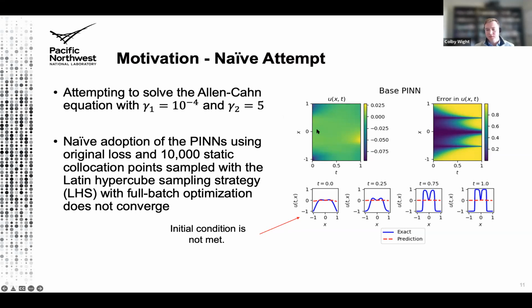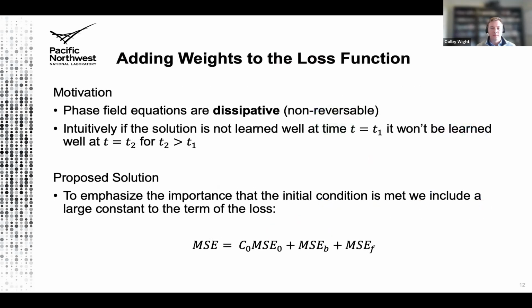If we look at the solution on the right here, we can see what is being learned. Then we can also look at the error in that network and see where our error is the highest. And then we can look at different time steps to see what's being learned there. And we see that it's just this flat line. Maybe the first thing to point out is that even this initial condition at time t equals 0 is not being learned well. So this motivates the first technique that we used, which was adding weights to the loss function.